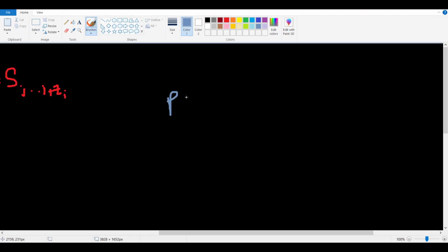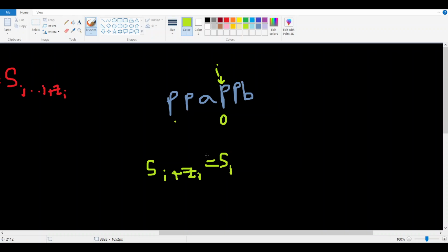So what is happening? Let's say we have ppa and ppb. Let's say we are at this index i. Initially zi value is 0. So we'll check s of i plus zi with s of zi. p is matching with p, so we'll increment the value of zi by 1. Now zi will be 1. So we'll check this p with i plus 1. p and p are matching, so we'll increment the value of zi by 1 again. Now the value of zi is 2. Now s of i plus zi is this one.